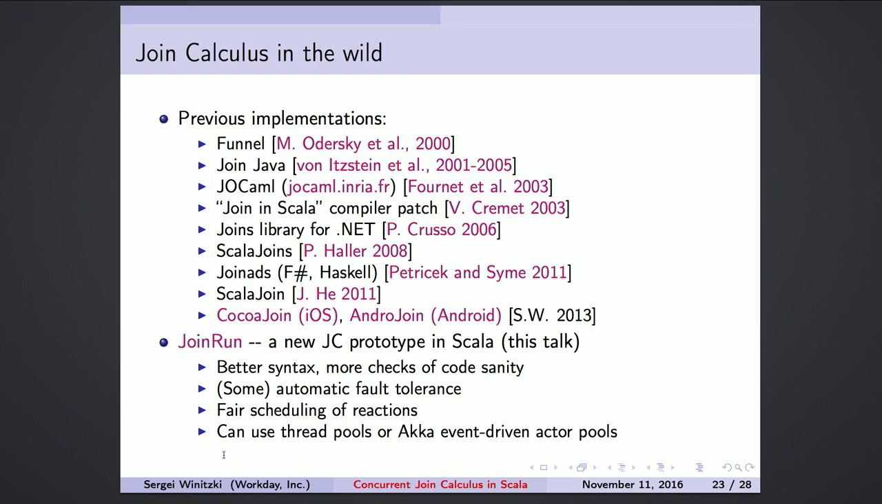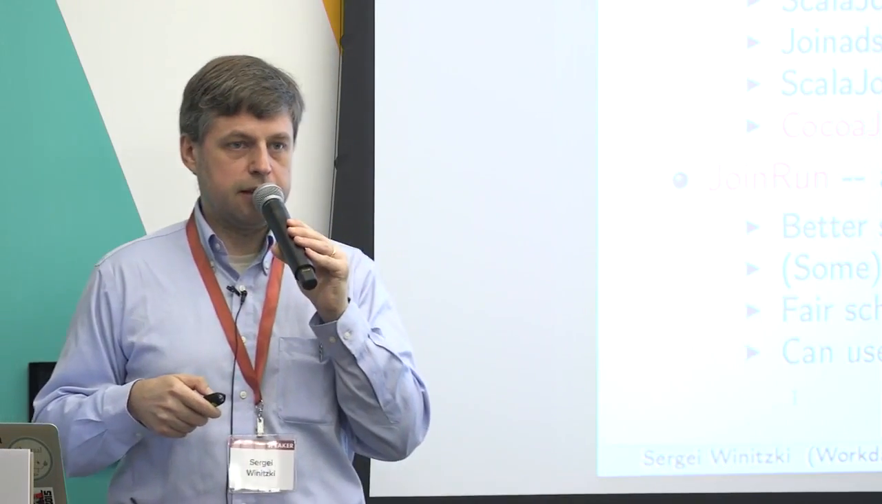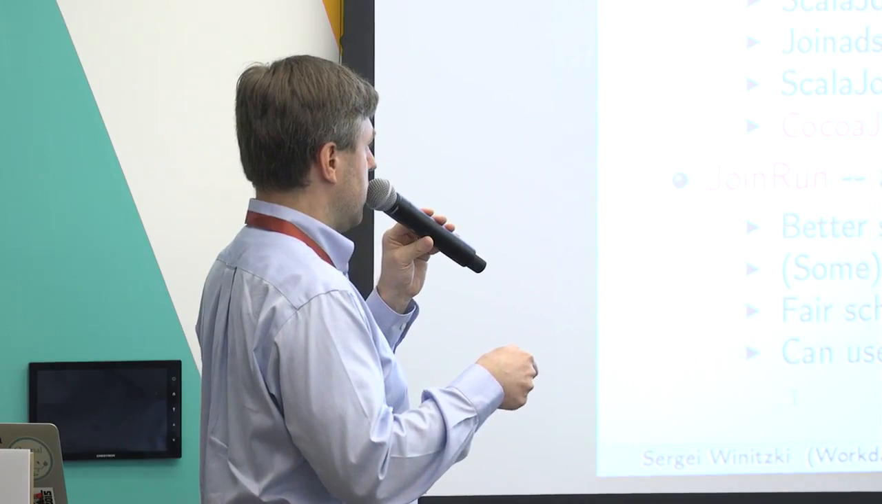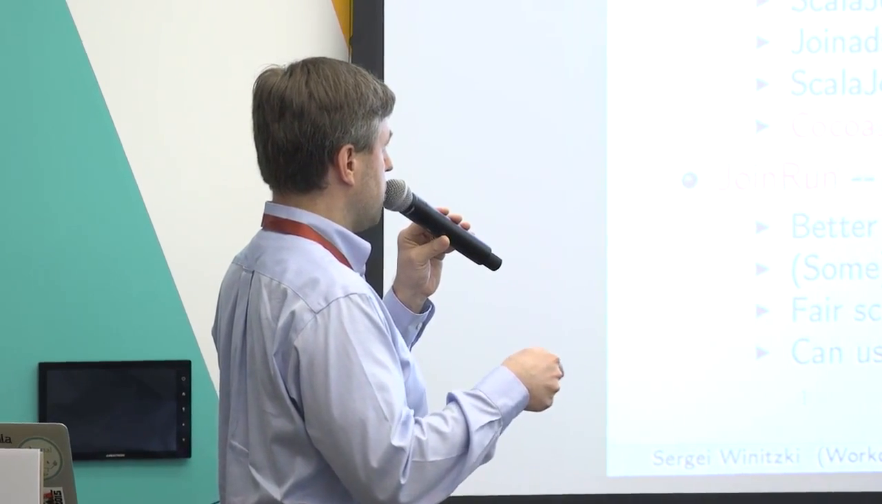Maybe 2. Right. Compiler patch of 2003. This is Scala so old that the syntax is not the same anymore. It won't work. Okay, joins library for .NET. Microsoft research project, which you can download a binary for .NET. Scala joins. Philipp made a project. It doesn't work very well. It has many limitations.